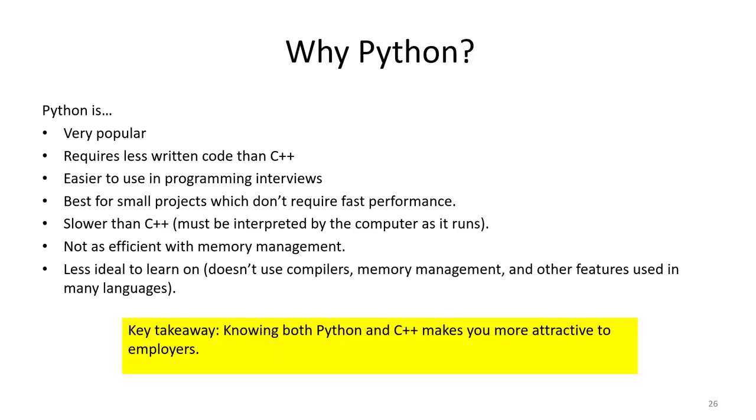Many students have also heard about or learned Python, which is another very common programming language. Python is really popular, and many students choose to learn on Python. An advantage of Python is it requires less written code than C++. If there's less code, there's less to debug, and so potentially fewer mistakes. Python is also easier to use in programming interviews because you have less code to write. And Python is also very good for small projects, where you don't need to be super fast or super efficient. The reason why Python is slower than C++ is because Python has to be interpreted by the computer as it runs. It's not compiled in the way that C++ is.